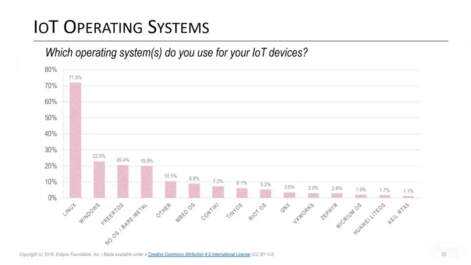In 2018, the Eclipse Foundation ran a survey asking people what operating system they use for developing IoT devices. Linux outranked everything else by a long shot. I don't know what this chart would look like today, but you get the idea. Linux is a very popular operating system for embedded devices.